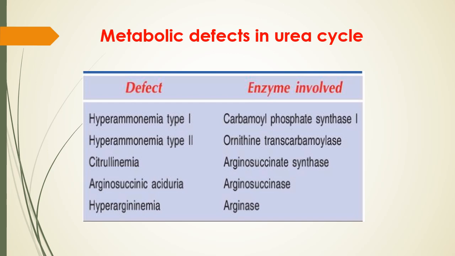Citrullinemia, where the enzyme involved is arginosuccinate synthase. The defect arginosuccinic aciduria, the enzyme involved is arginosuccinase, and the defect hyperarginemia, the enzyme involved is arginase.